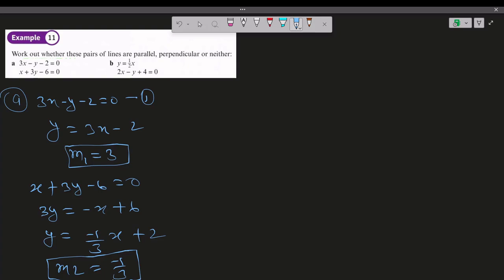What shortcut did we learn? If I do the opposite and the reciprocal, I will get m2. So yes, they are perpendicular. Line 1 is perpendicular to line 2. And you can prove this way also.